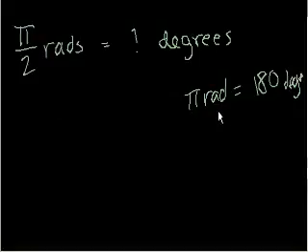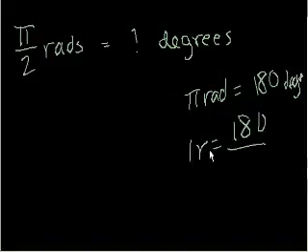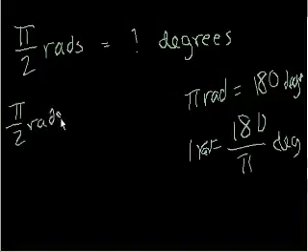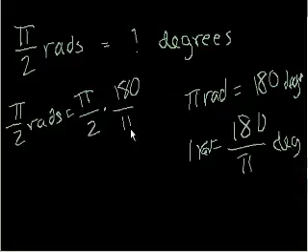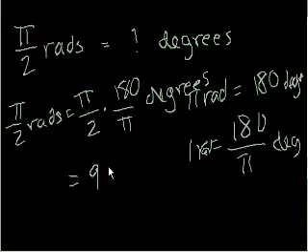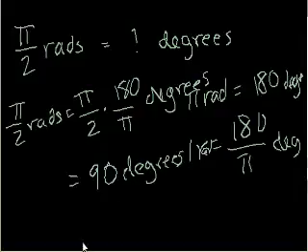But we know that pi radians is equal to 180 degrees, right? So 1 radian is equal to 180 over pi degrees, right? I just figured out the formula again because I always forget it. So let's go back here. So pi over 2 radians is equal to pi over 2 times 180 over pi degrees, and that equals 90 degrees. 90 degrees. I'll do one more example.